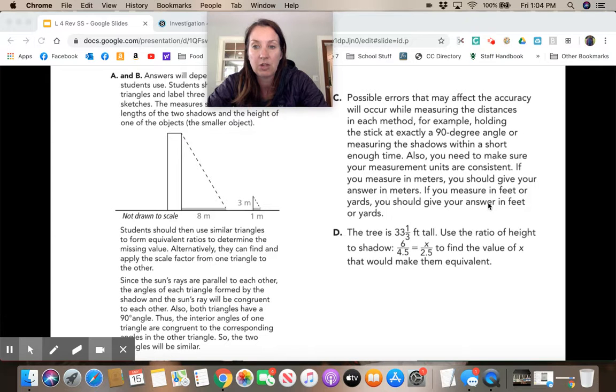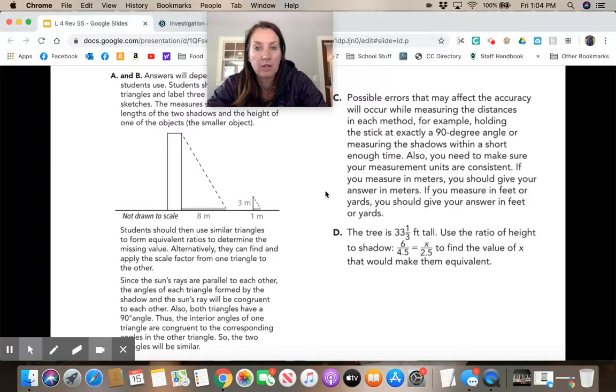Also, you need to make sure your measurement units are consistent. If you measure in meters, you should give your answer in meters, etc. So those would be some of the errors you could have made. In D, the tree would be 33 1/3 feet tall. Use the ratio of the height of the shadow, 6:4, is equal to x to 2.5 to find the value of x that would make them equal.